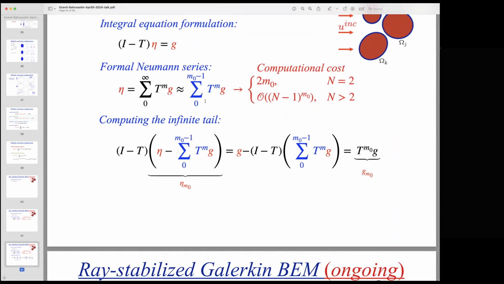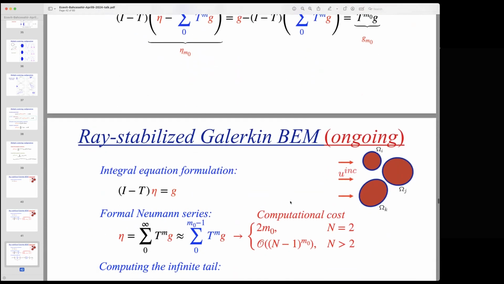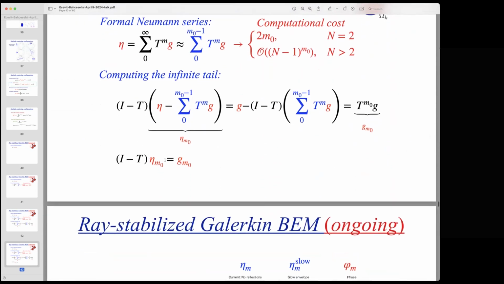So, plugging this partial sum into your original integral equation on top, identity minus T eta is equal to g, you get this integral equation for eta M0. Eta M0 is defined as what you want to compute, eta, minus the partial sum which you have already computed. So eta M0 is really the remaining infinite tail. It satisfies a similar integral equation, as you see: identity minus T eta M0 is equal to T to the M0 g, which I'm going to call g M0. It is written down here, that integral equation.